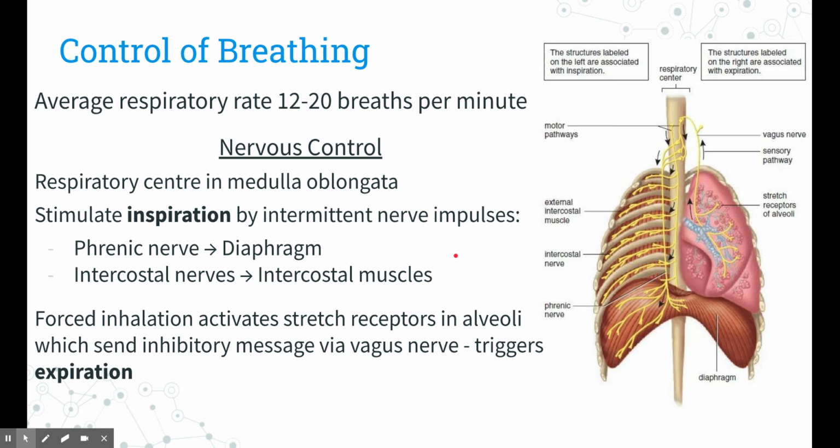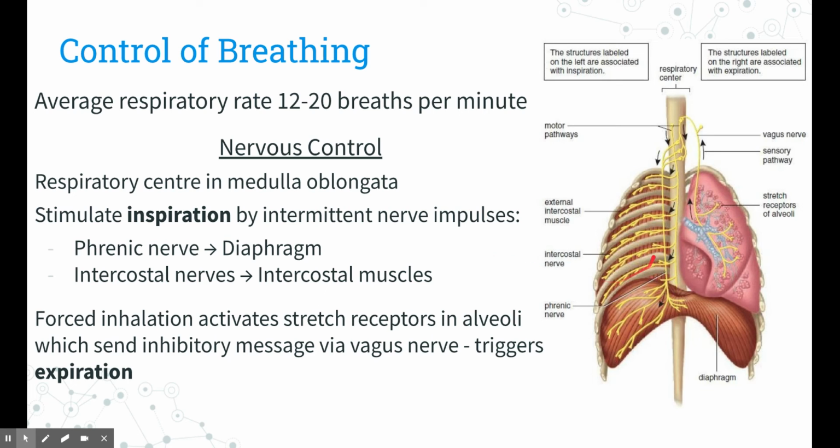If inhalation is forced or too deep, you may feel an uncomfortable feeling, and your brain is triggered as well. That forced inhalation activates stretch receptors in the alveoli. There is a limit to how much those alveoli will increase in size before they start sending a signal through the vagus nerve back up to the brain and say, it's time to breathe out.